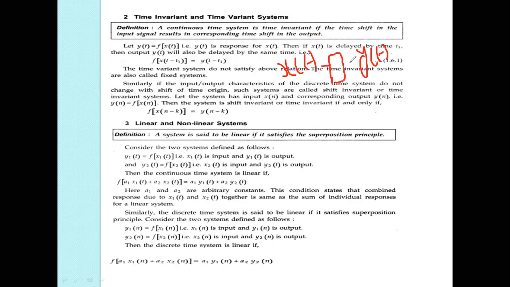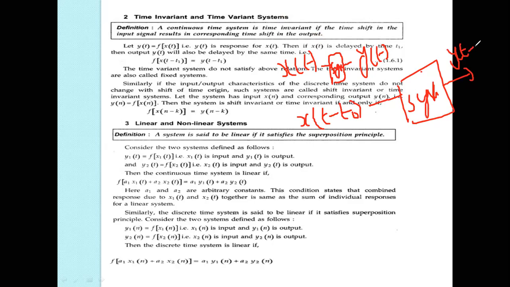Okay, the x of t signal passes through the system to get the response y of t, in continuous time. If the input is shifted by t minus t naught samples, and it passes through the system, and the output is also shifted by t minus t naught, then we can call it time invariant. Time invariant. According to the input, the output is also shifted.